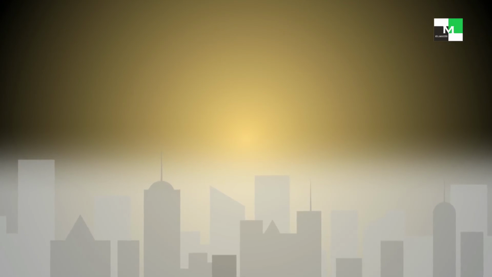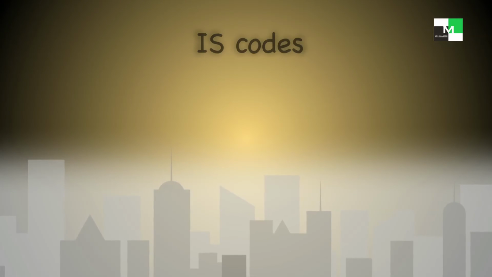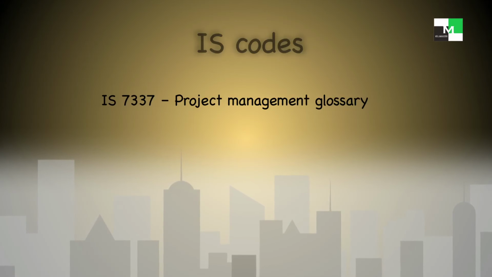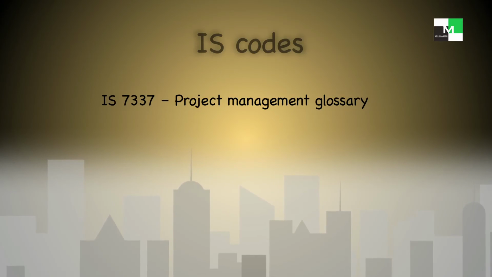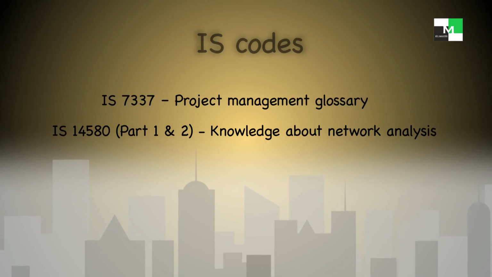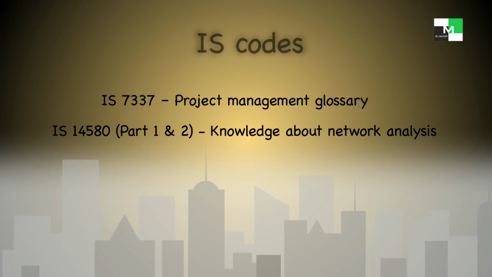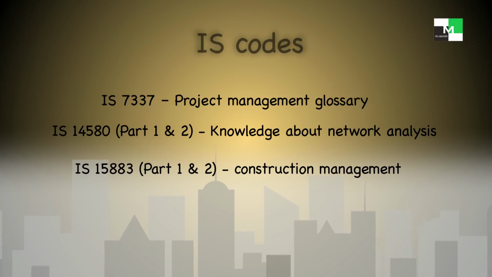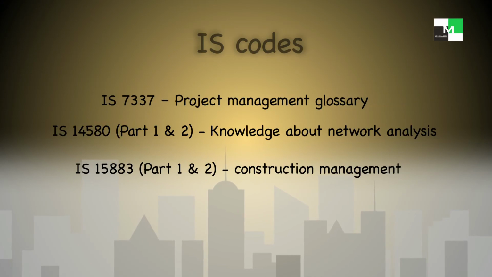You can follow certain IS codes that are based on project management. The first is IS 7337, which gives the glossary of terms to be used in project management. The second is IS 14580 part 1 and 2, which deals with network analysis, and the third is IS 15883 part 1 and 2, which deals basically with construction management.